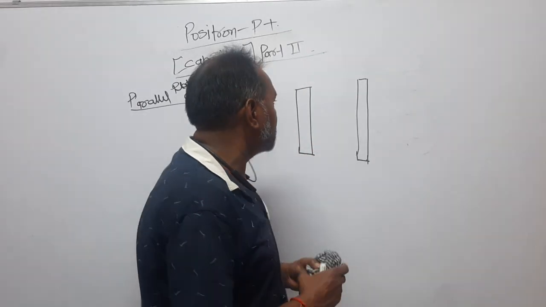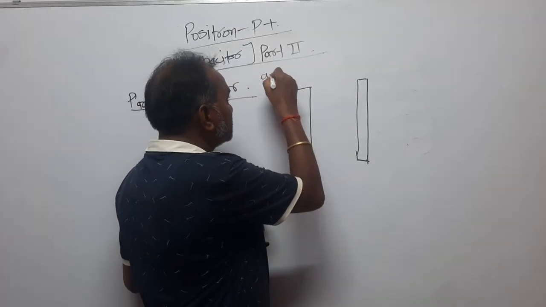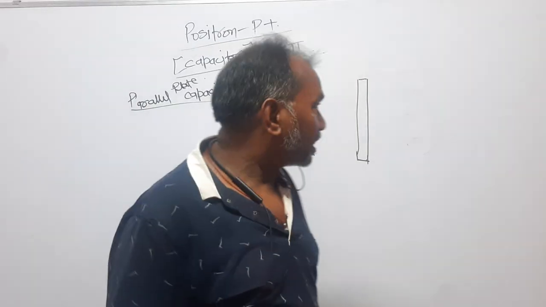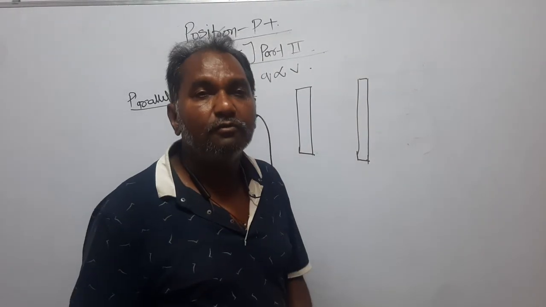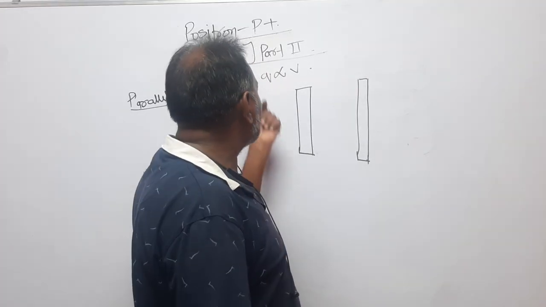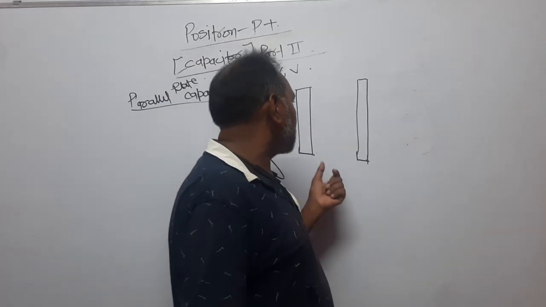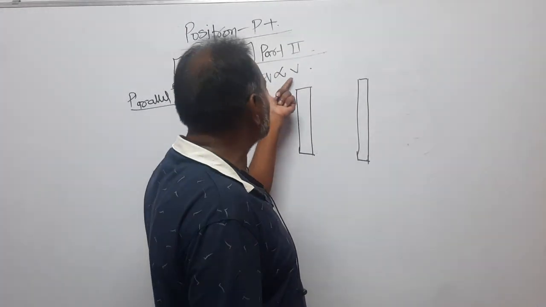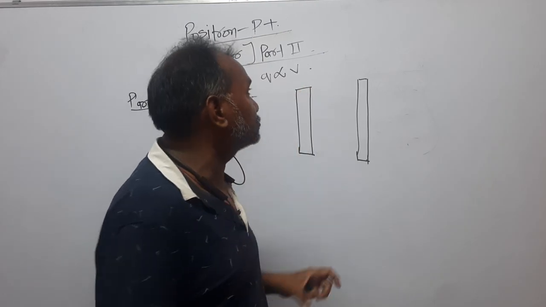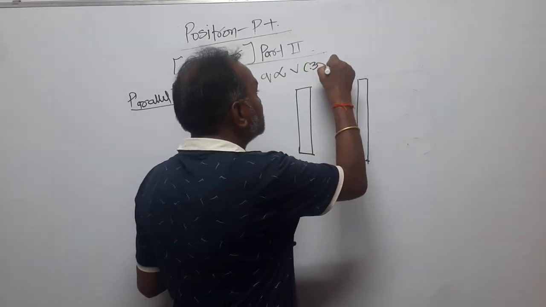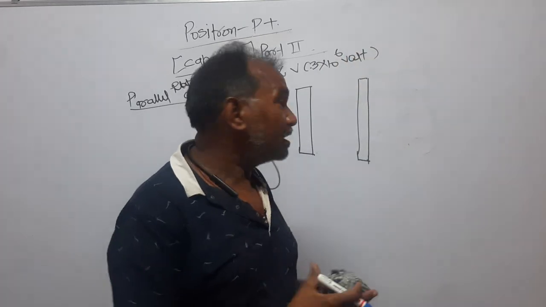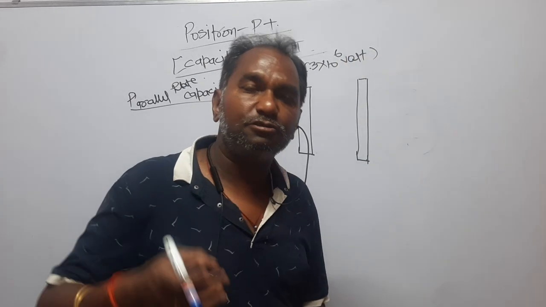If you give the charge, the potential increases, right? The charge is directly proportional to potential. If you increase the charge on the capacitor, the potential increases. And ultimately, if you continuously increase the charge, it will reach a potential level of 3 into 10 to the power 6 volt. This is called breakdown. It means you have given so much charge.